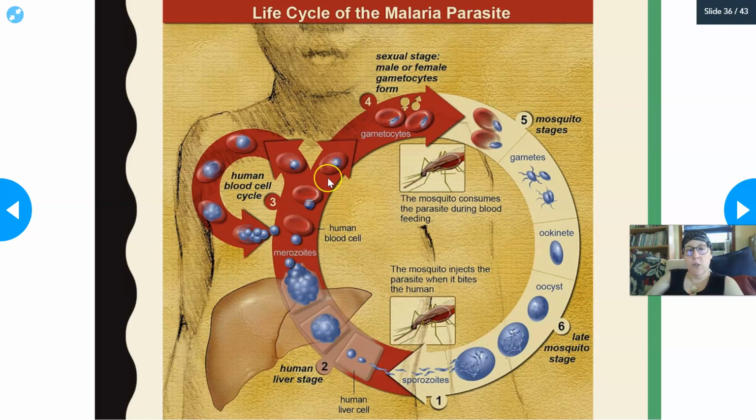So once it has entered into the red cell, there are two fates that can happen. One of them, once it's made its way into the red cell, is that it can form male and female gametocytes. The mosquito bites the human again and gets these infected red cells with the gametocytes, and the life cycle here can continue. So the male and female gametocytes are released from the red cells, which are destroyed. They can couple and make an ookinete, then an oocyst.